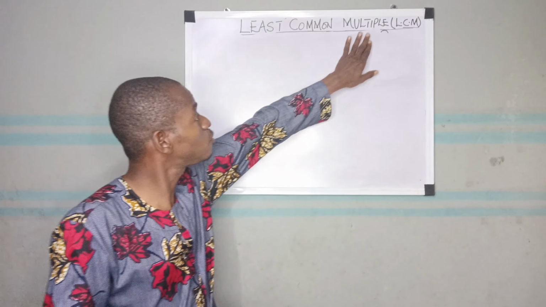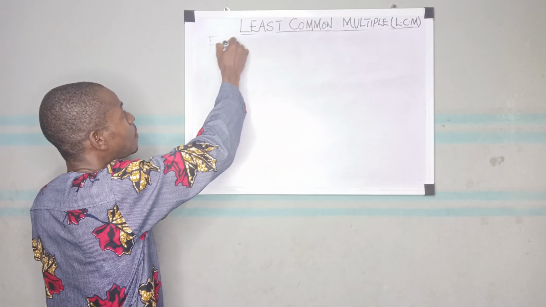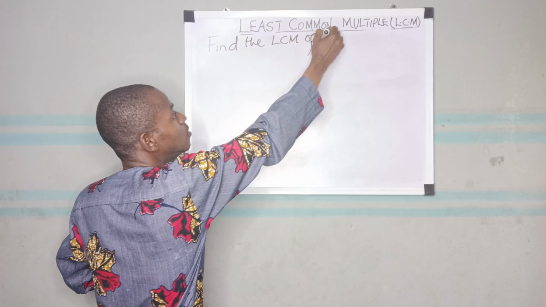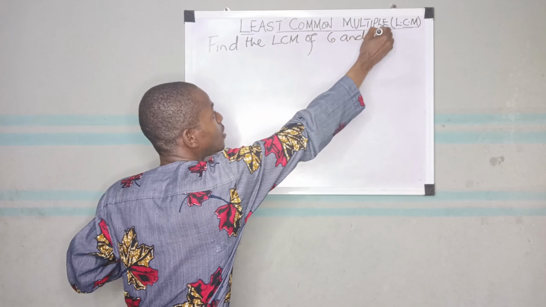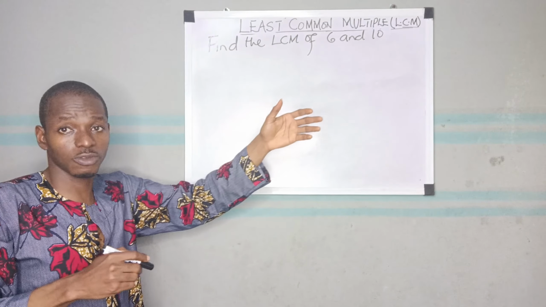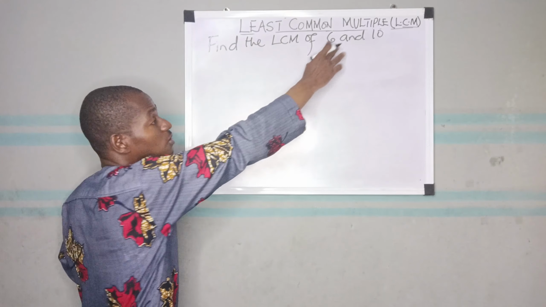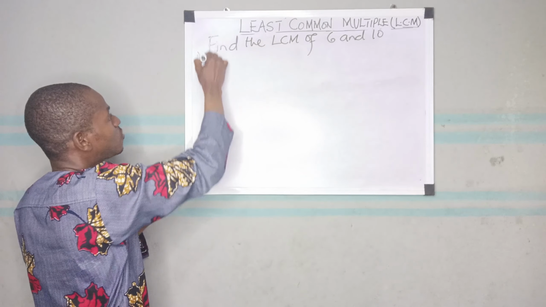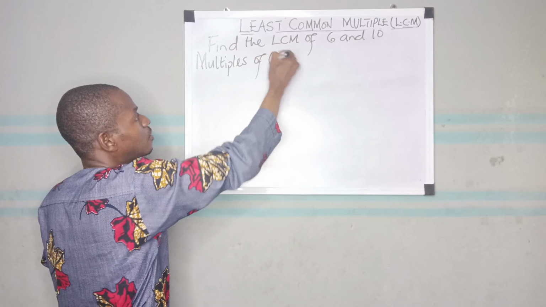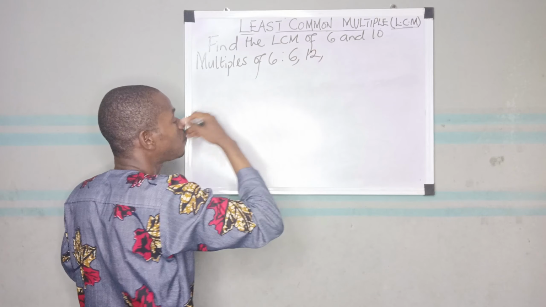The last example for today, you can be asked to find the LCM of 6 and 10. Remember, we are still using the listing multiples method. All right, so let's list out the multiples of 6 and the multiples of 10. Multiples of 6. The first multiple starts from what? 6. This is 6, 12.